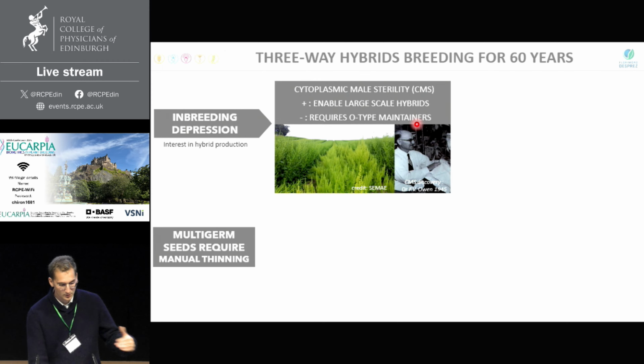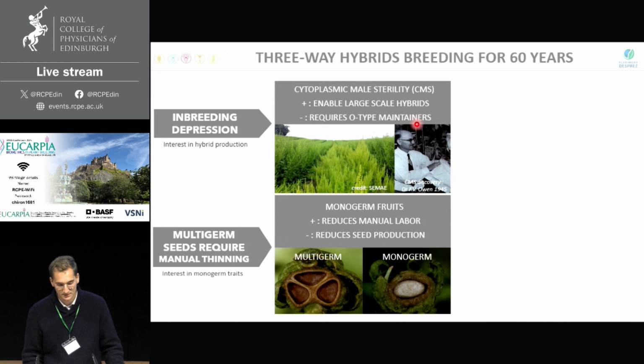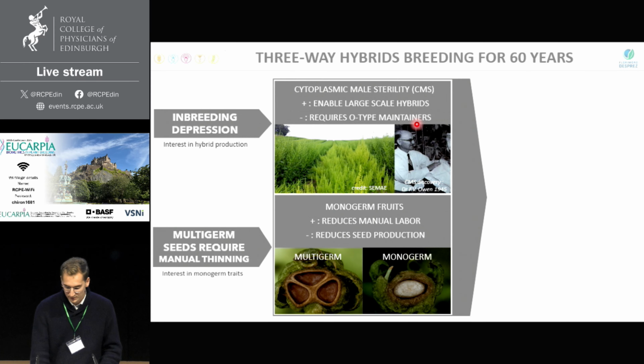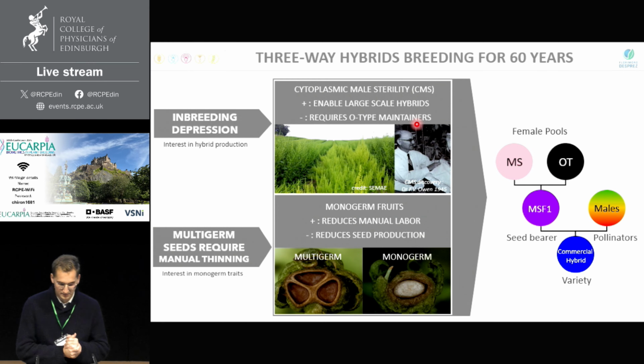And on the other hand, they were also facing the fact that seeds at that time required a lot of manual thinning. So each fruit presented multiple seeds, which required a lot of manual labor. So another discovery, the discovery of monogerm fruits, a single recessive gene, made it possible to have monogerm seeds. However, it reduces the seed production a lot. Therefore, they came up with this breeding pattern.